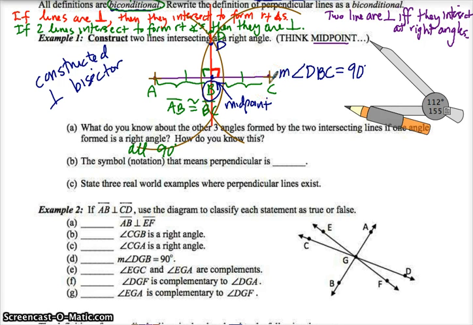Okay, the symbol that means perpendicular, well, sorry about that, I already used it above. So this symbol means perpendicular, which is why up here I was using that symbol. State 3 real-world examples where perpendicular lines exist. Oh my gosh, those never end. Hopefully you're just instantly looking all around the room saying, oh yeah, the window frame, the wall meets the floor, the poster corners, the corners of the cover of the book. There's stuff all over the place.